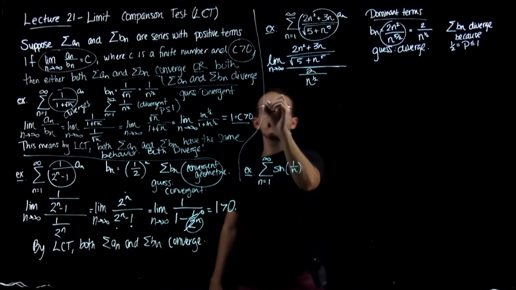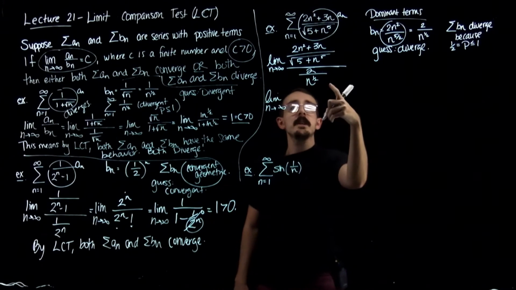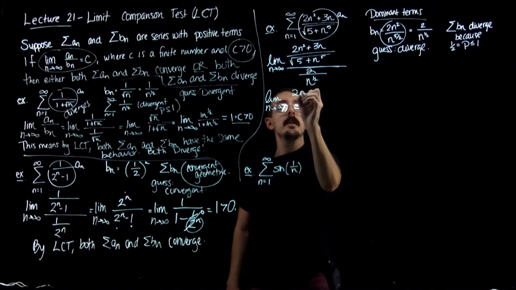And now let's do some algebra to figure this out. So we have the limit as n goes to infinity. I'm going to do keep, change, flip. So I'll keep the first fraction as it is.